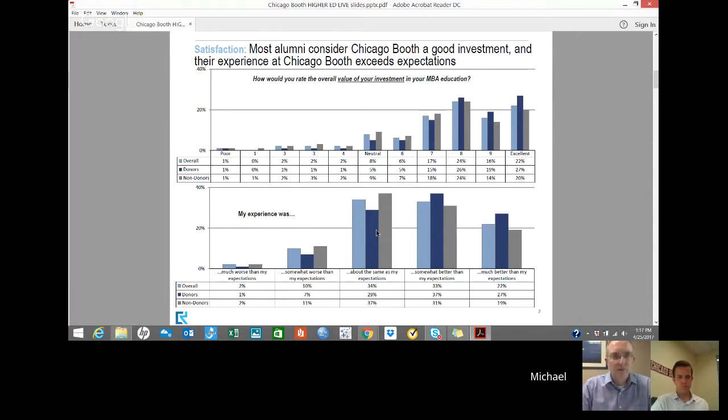In general, people go to Chicago Booth because they look at the MBA as a value, they look at it as an investment. It's a good investment for them. In addition, you'll see that their overall experience was positive. It either exceeds or highly exceeds their expectations for most people.